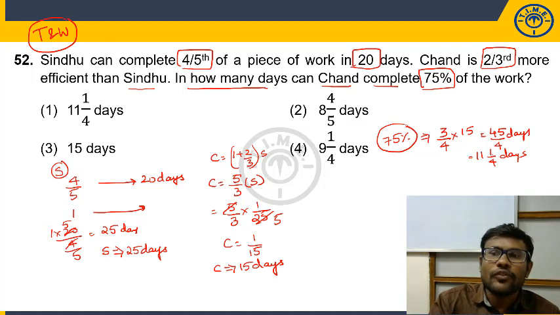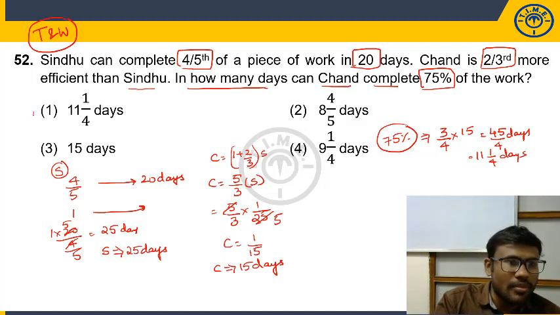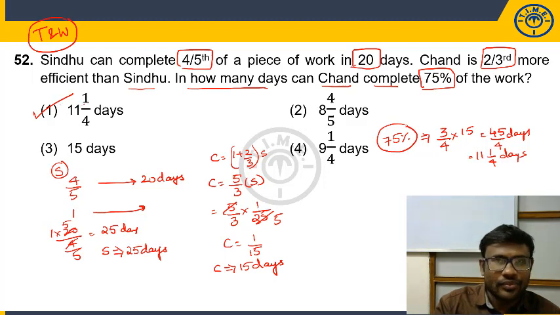So 11 1 by 4 means which option? Option number 1 is your answer. Okay. Is it clear? Let us get into the next question.